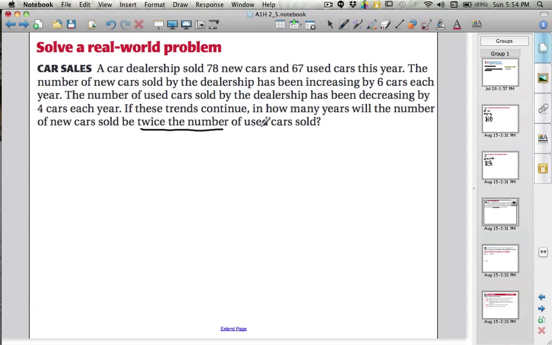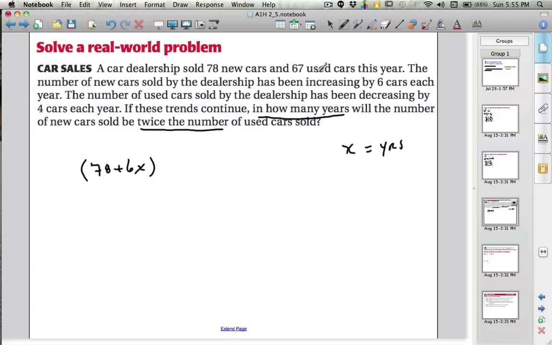Okay, so I know what we're comparing now is twice the number, right? So I want to compare number of used cars, number of new cars, and we're going to be comparing by in how many years. So my variable is going to be years. So let's say x is years since now. And if I look at the number of new cars that we sell, I have 78 new cars that I sell per year, and it increases by 6 cars each year. So my total number of new cars will be what we started with, 78, plus 6 times the number of years.